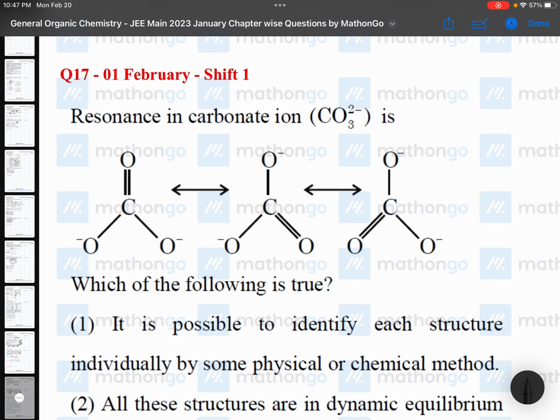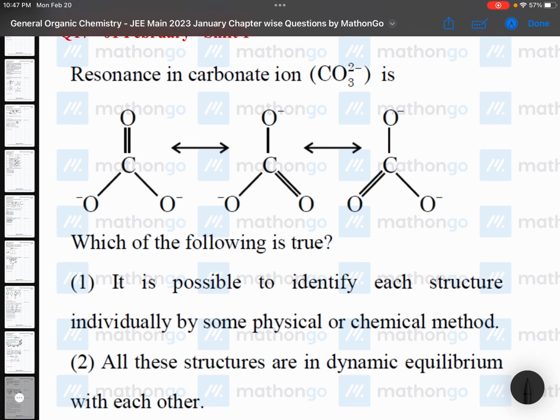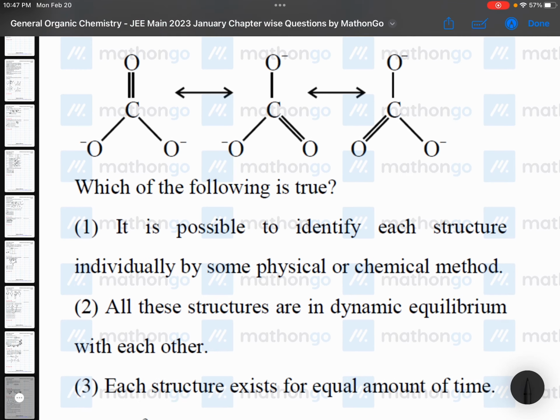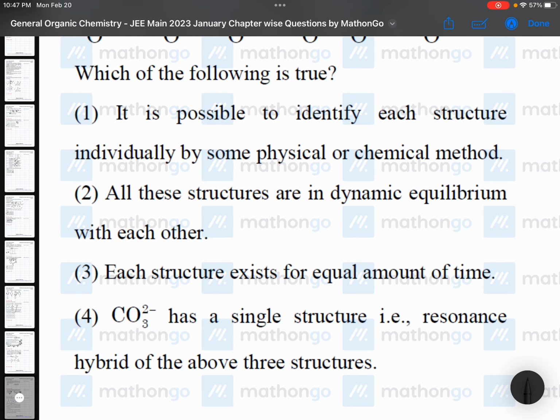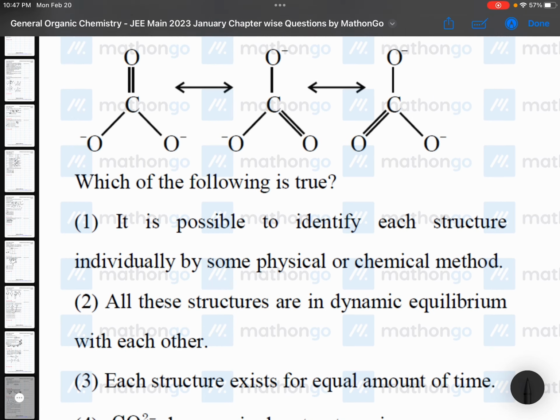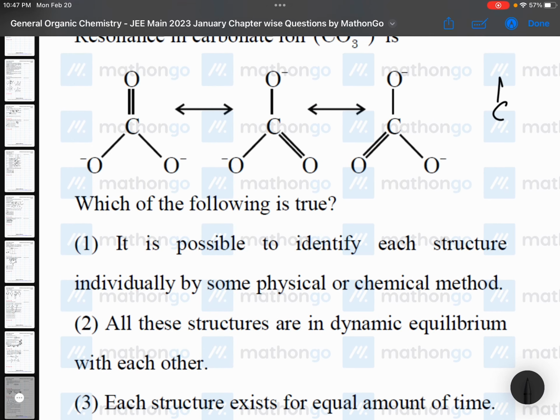Resonance in carbonate ion is given. Which of the following is true? Carbonate has a single structure that is a resonance hybrid of the above 3 structures. Exactly, that is given as the option with carbon bonded to oxygen, oxygen, oxygen, with negative charge.